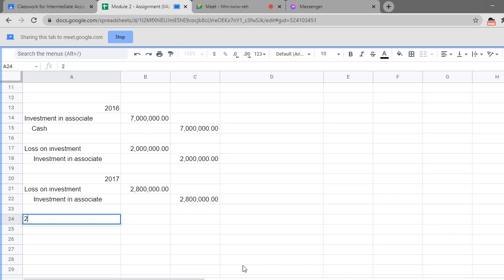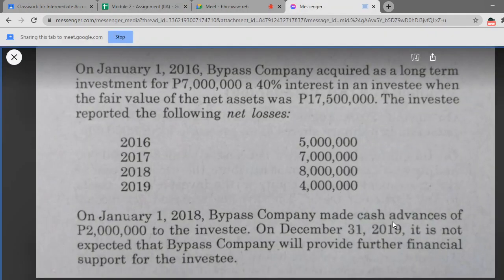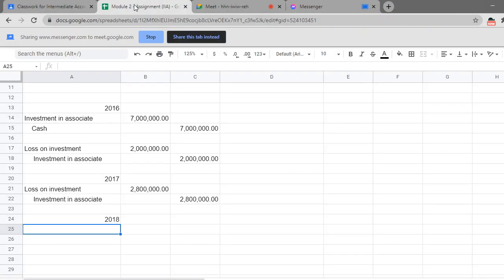Perhaps for the investor, Bypass, it felt the company needed additional capital to recover its operations. So, in the second paragraph, Bypass company made cash advances. It lent money to the investee in the hope of recovery. However, as of December 31, 2019, the loss in 2018 even grew to 8 million. In 2019, it is not expected that Bypass will provide further financial support. So, okay, enough. That is what happened in our problem.